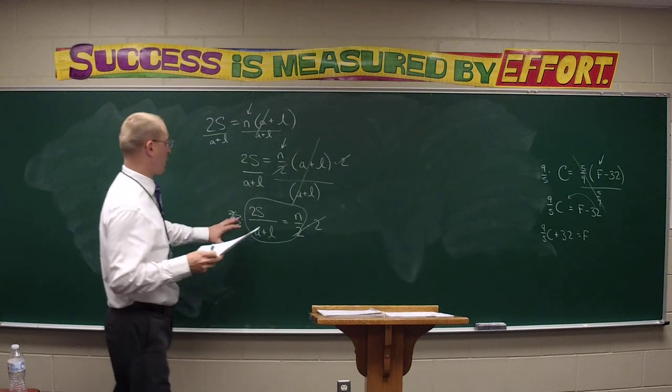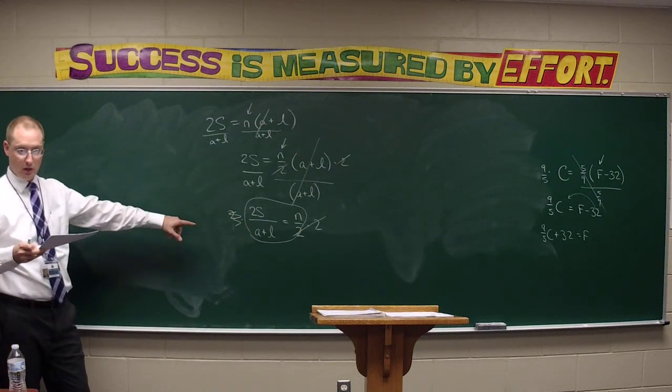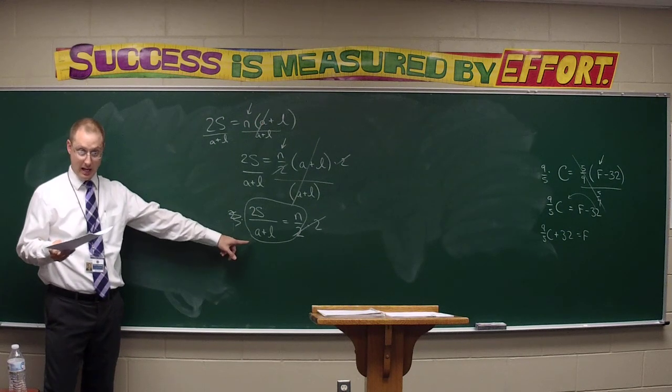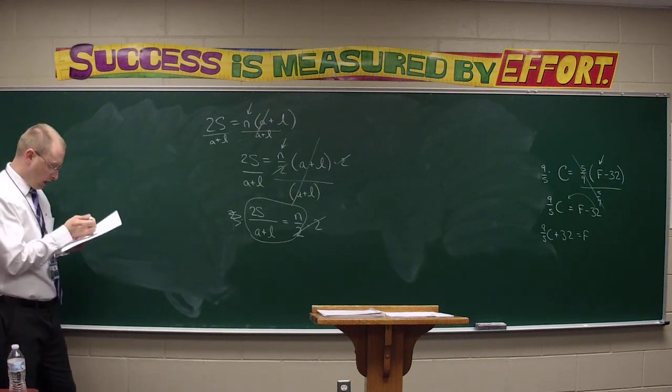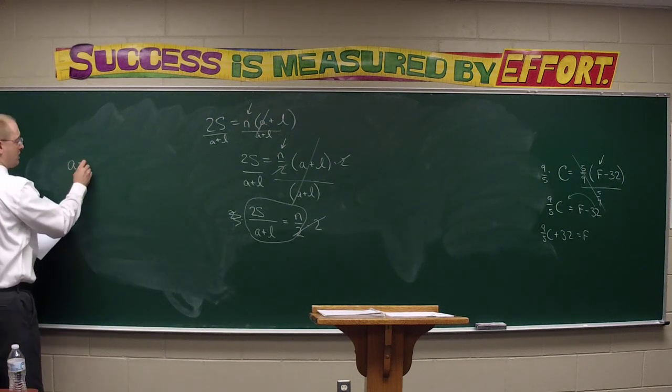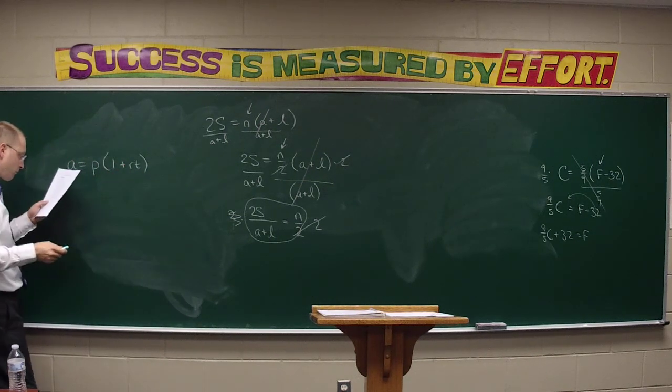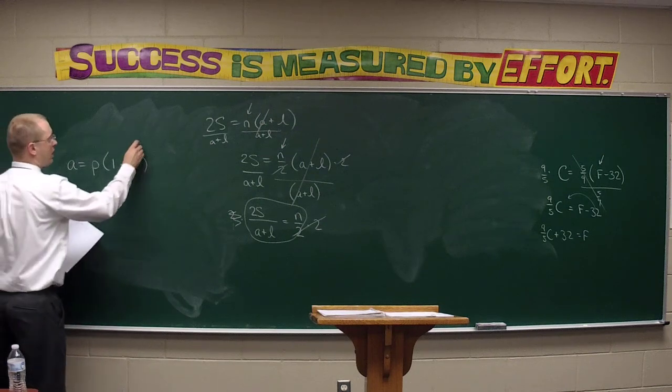How many had this answer, though, regardless of the way in which you solved it? Okay, questions, Maddie or Genesis? Does it make sense now? All right. Looking at the next one, we've got A is equal to P times 1 plus RT, and we're solving for the R.